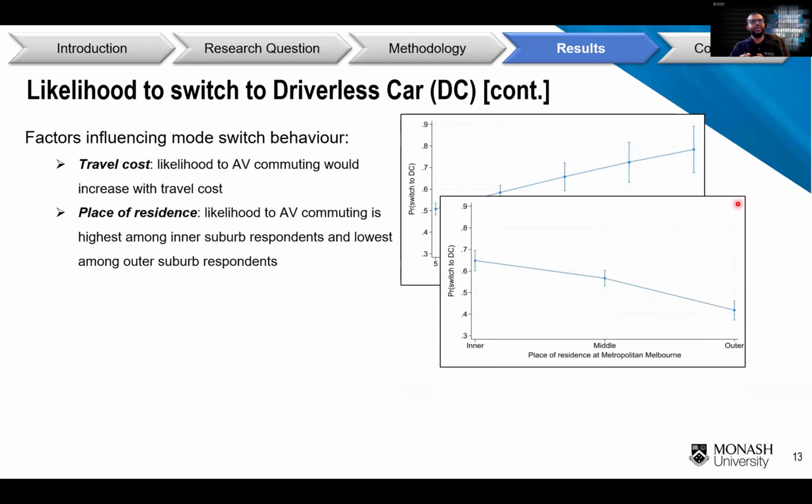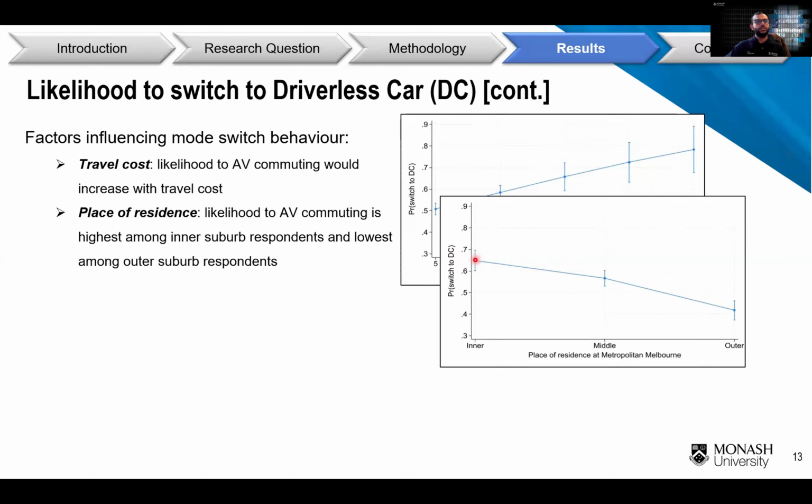Now, this is one of the interesting things. Our presumption was that people who live in the outer suburbs of Melbourne would be much more willing to convert to the private driverless car, while the inner suburbs, as found from our research, are showing higher willingness to move to the driverless car.